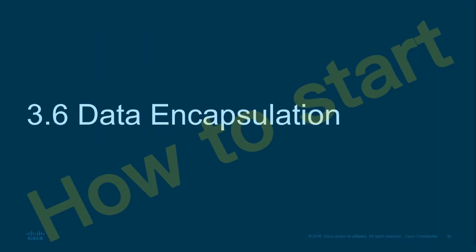Moving on is our data encapsulation. So when we're looking at the OSI model or the TCP/IP model, as data flows through the layers, as they move from layer 7, 6, 5, 4, 3, 2, 1, as they go down, they actually encapsulate into the lower layers.